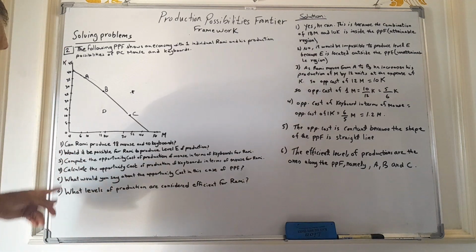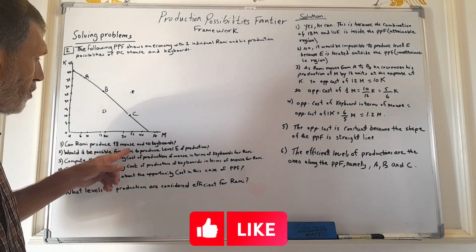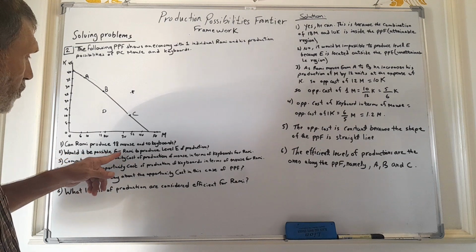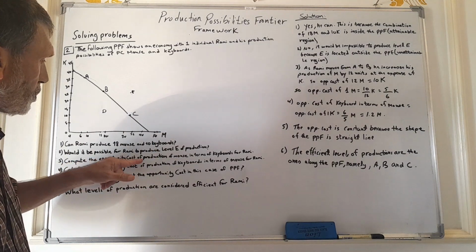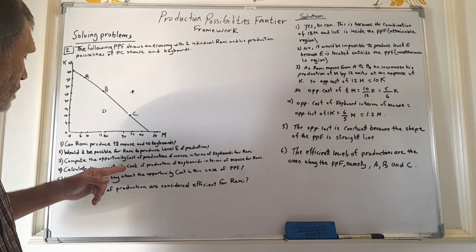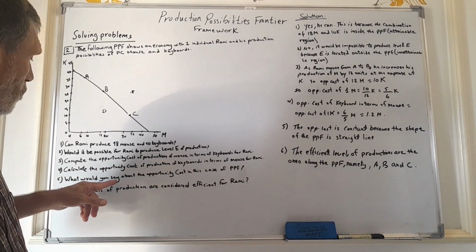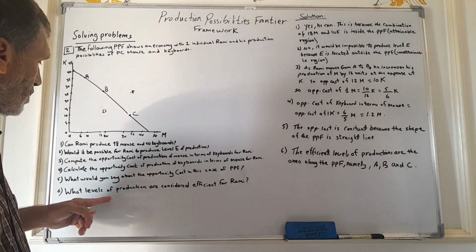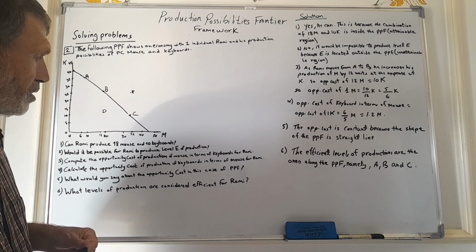Now, we have a bunch of questions over here regarding this problem. First question, can Rami produce 18 mouse and 10 keyboards? Would it be possible for Rami to produce level E of production? Compute the opportunity cost of production of mouse in terms of keyboards for Rami. Calculate the opportunity cost of production of keyboards in terms of mouse for Rami. What would you say about the opportunity cost in this case of PBF? And what levels of production are considered efficient for Rami?